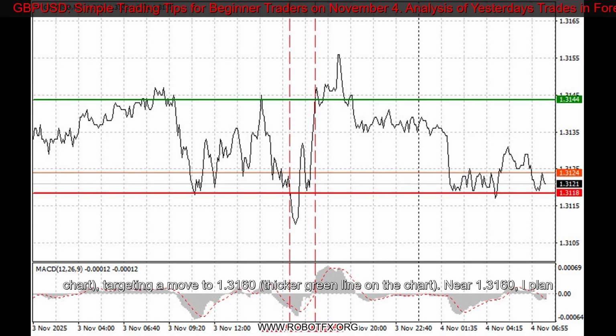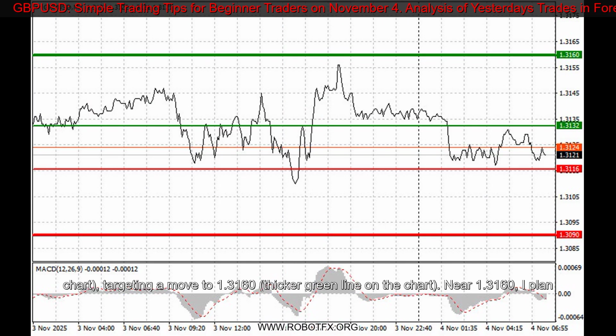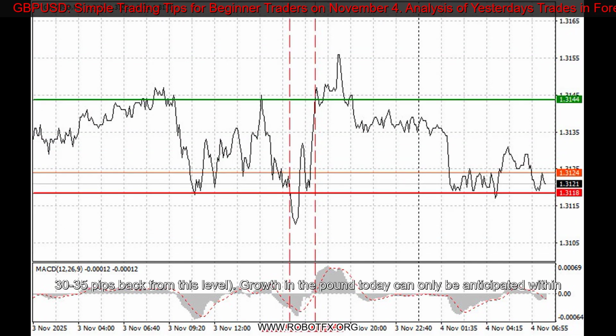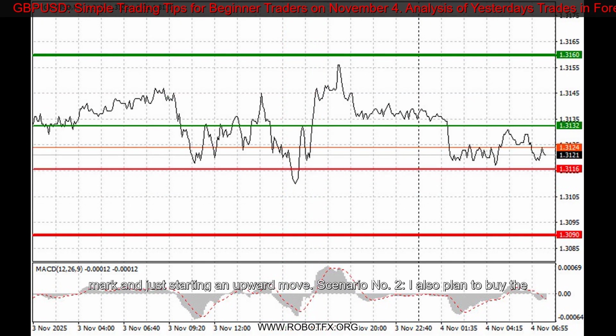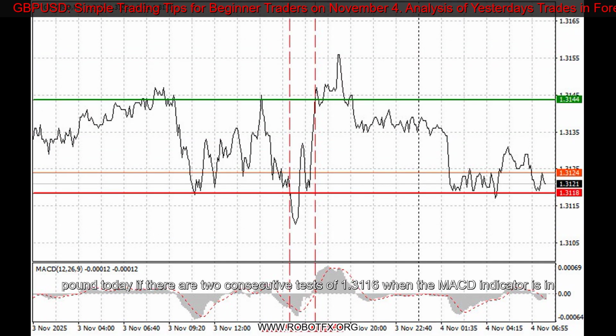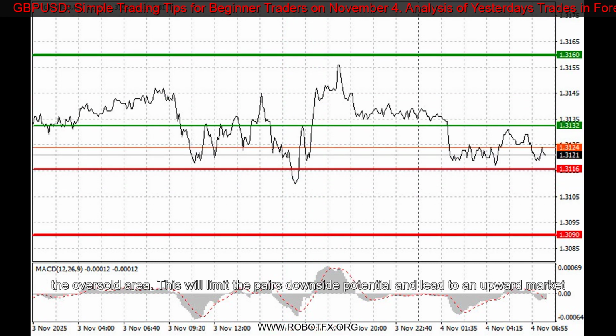Growth in the pound today can only be anticipated within the context of a correction. Important! Before buying, ensure the MACD indicator is above the zero mark and just starting an upward move. Scenario number 2. I also plan to buy the pound today if there are 2 consecutive tests of 1.3116 when the MACD indicator is in the oversold area. This will limit the pair's downside potential and lead to an upward market reversal. Growth can be expected towards the opposite levels of 1.3132 and 1.3160.